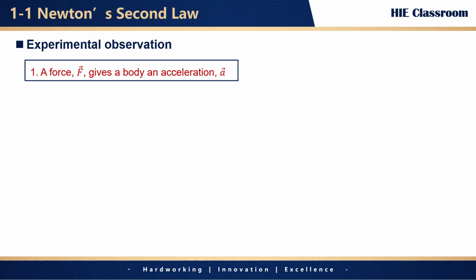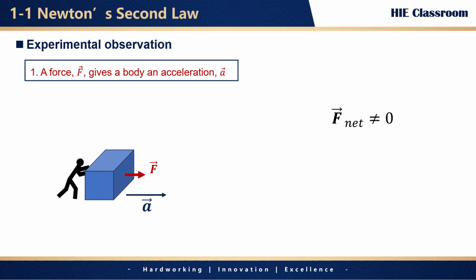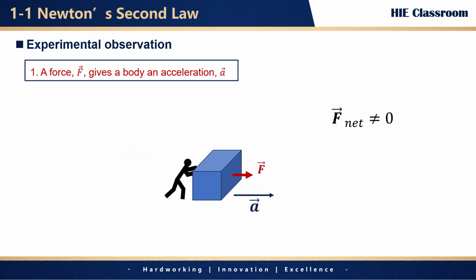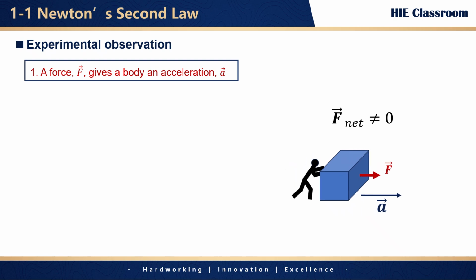As Newton's first law says, if no net force acts on a body, the body's velocity cannot change. That is, the body cannot accelerate. Then what if the net force is not zero? When we apply a force on a body, it gives the body an acceleration, bringing a body from stop to move or from move to stop.